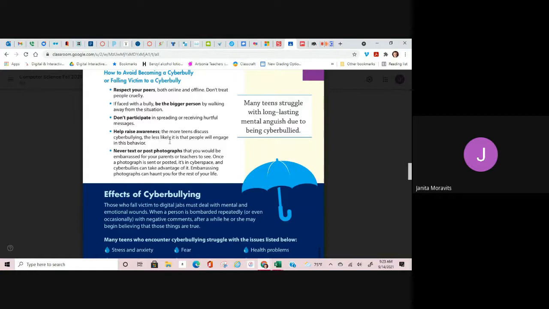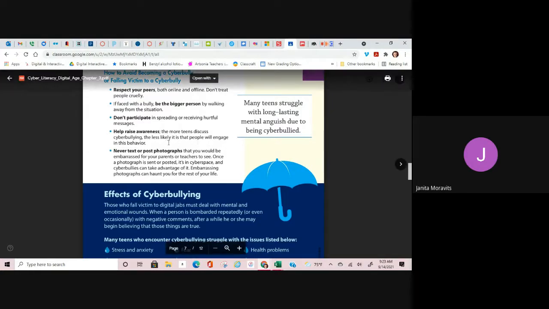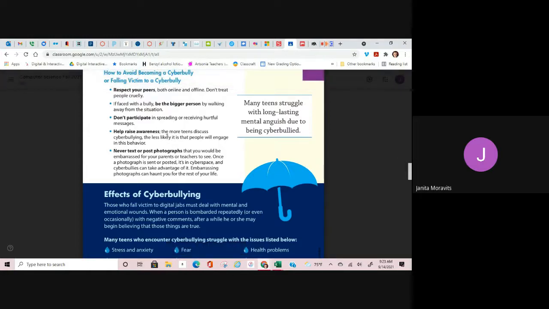Help raise awareness. The more teens discuss cyberbullying, the less likely it is that people will engage in the behavior. If you tell your friends that's not cool, eventually they're going to stop because they want you to think they're cool. And if they're doing that kind of stuff and you tell them it's not cool, then maybe they'll quit.